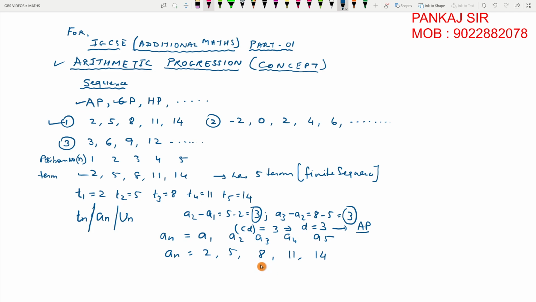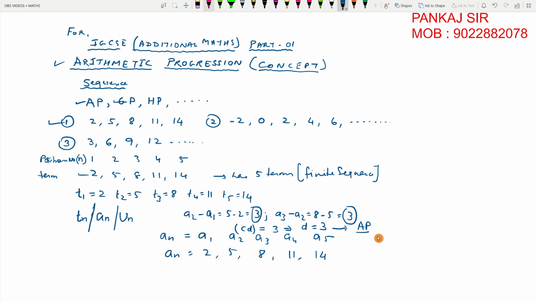So in other words, if a sequence is given to you and you want to identify whether it is an AP or not, then what you have to do is just do A2 minus A1 and A3 minus A2. And if for both of these you are getting a constant value, like in this case you are getting 3, then you can say that it is an AP.